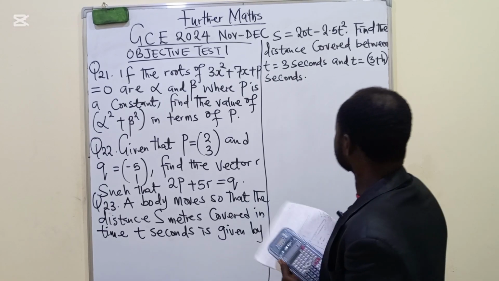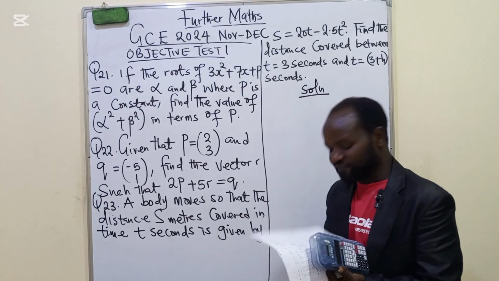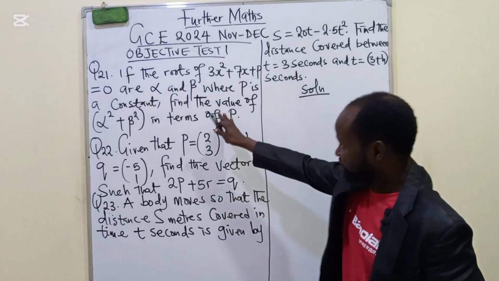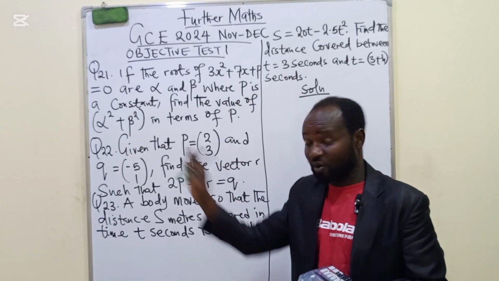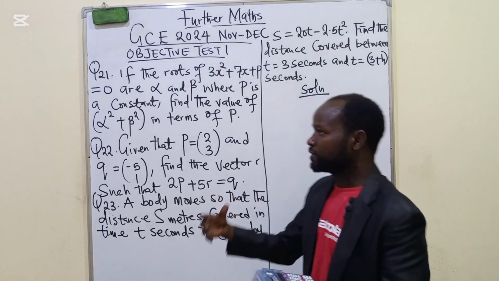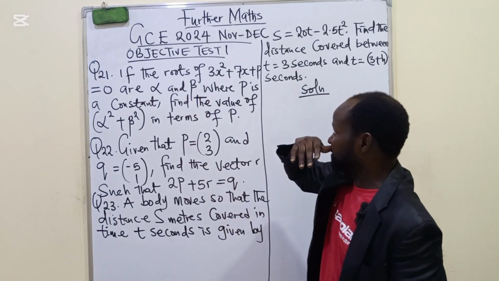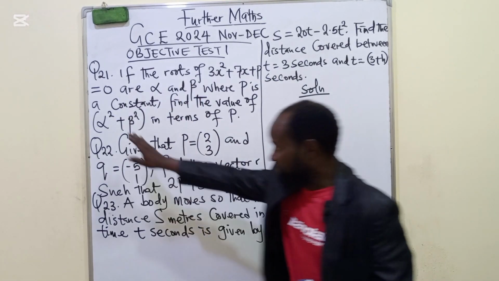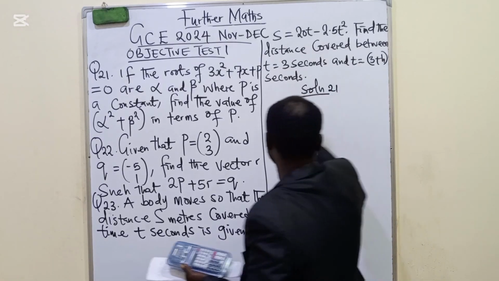First thing for us to do is to write down the solution, and after that we have to identify which topic question 21 is from. This is from roots of quadratic equation, that's Further Mathematics for SS1. We have to recall the symmetry properties or the identities under roots of quadratic equation as far as this question is concerned. Solution to 21 now.